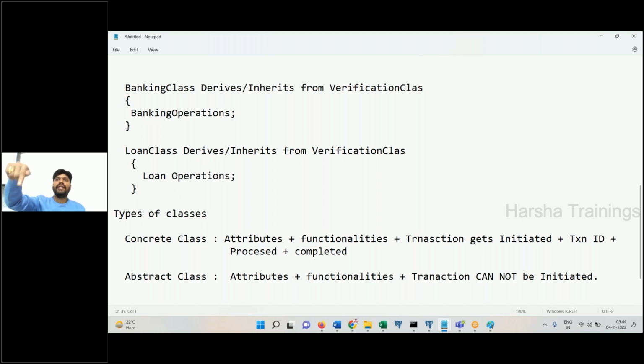Initiating ability, the triggering point. The triggering point is concrete. That ability is not there for abstract. Understand? Everyone clear? So you can even think about other examples also.